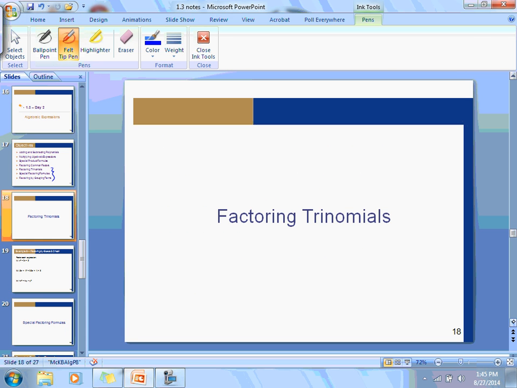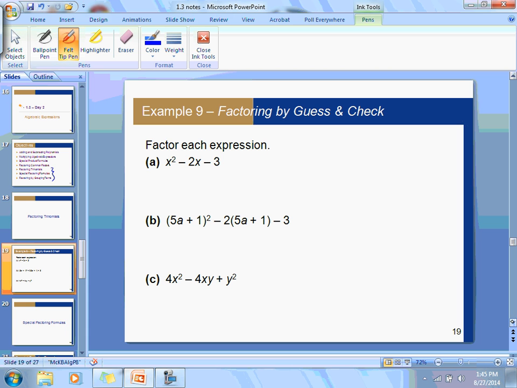So we're going to start by factoring trinomials. And in example 9 here, this very first problem, problem A, should be very familiar. All three of these we're actually going to use a guess and check type of method, although part C does have a special name. That's a perfect square trinomial. But this is all a type of factoring that you've seen before and you've done before.